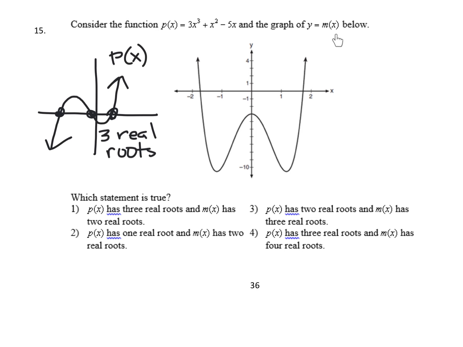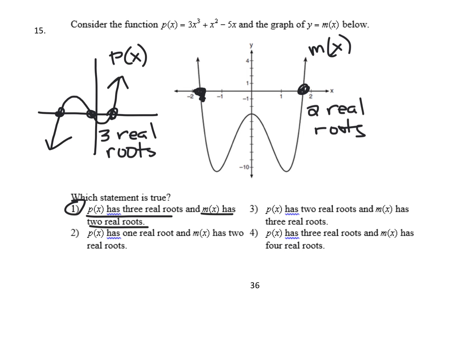Now here they gave us a picture of the function y equals m of x. Okay, here it is. And we could see m of x has 1, 2 x-intercepts. So that means this has 2 real roots. All right, so if you look at the answer choices, it looks like number 1 says that, right? It says that p of x has 3 real roots and m of x has 2 real roots. So there's our answer.